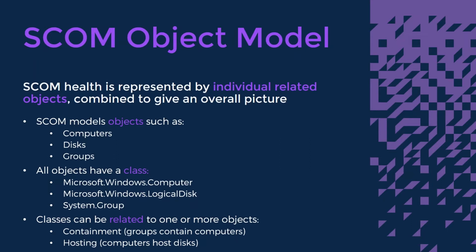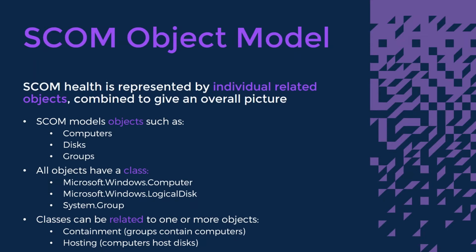So if the C drive is on a computer, then the computer is part of the path, whereas in containment you don't see the group name, for example, as part of that containment relationship. Exactly, because in the case of hosting, you're only allowed to have one hosting parent. So this disk exists on this computer and no other computers. It makes up part of its unique ID effectively. All right, so objects, classes, and relationships.